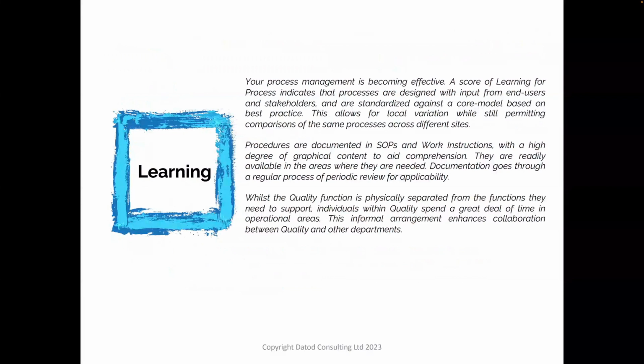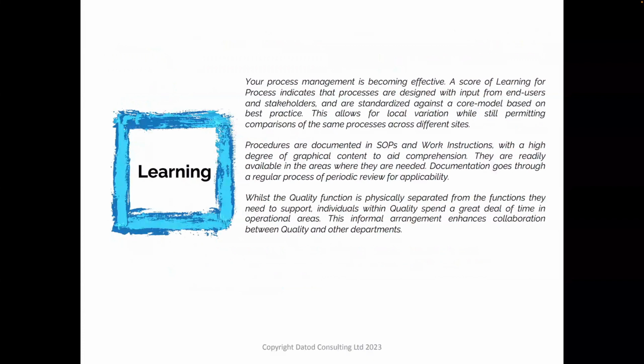Now, an organisation at learning, basically, they are becoming very effective at process design and process management. Basically, there's a lot of input from end users and stakeholders to standardise against the core model, and lots of input from the end users in terms of does it meet their requirements, but also the end users of the quality system, in terms of those three customer groups. There's a degree of local variation permitted, but in general, you can compare across different sites.